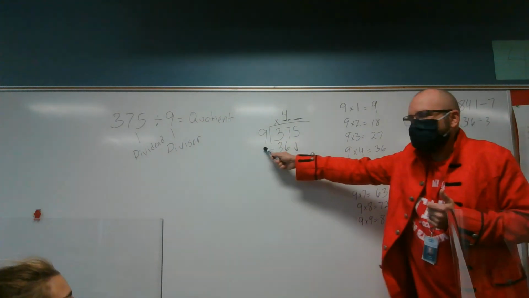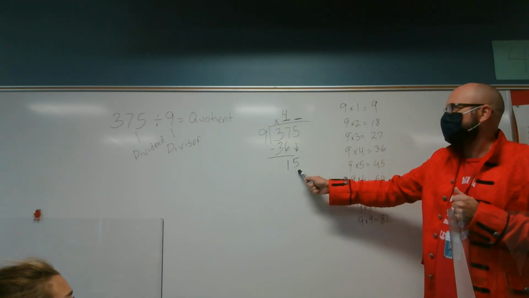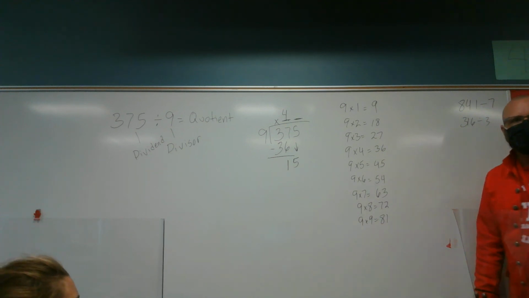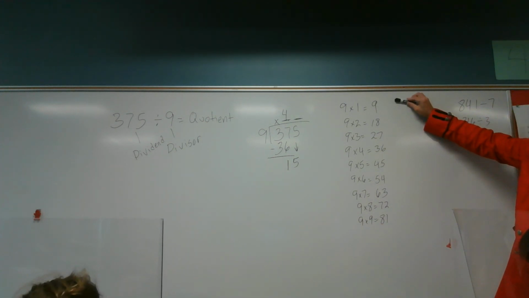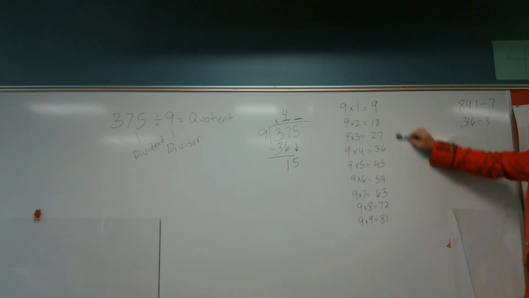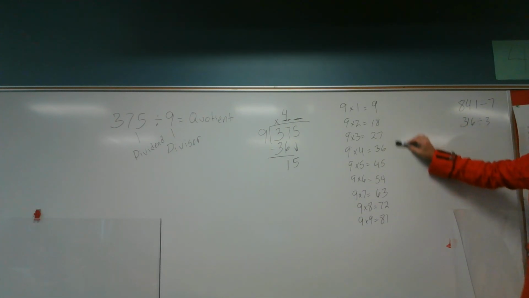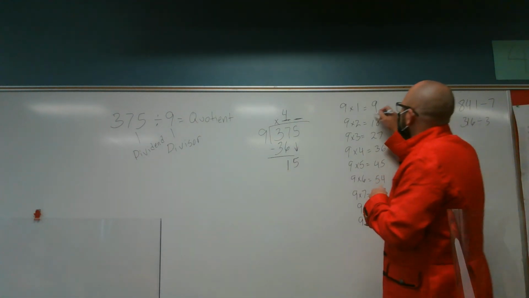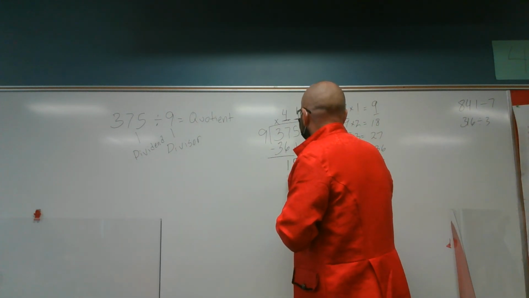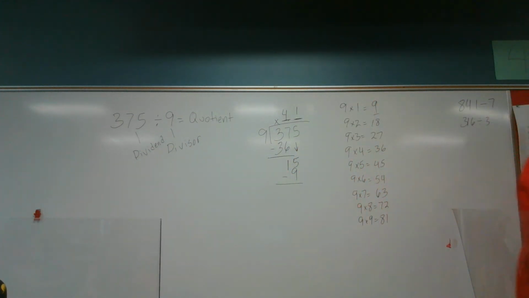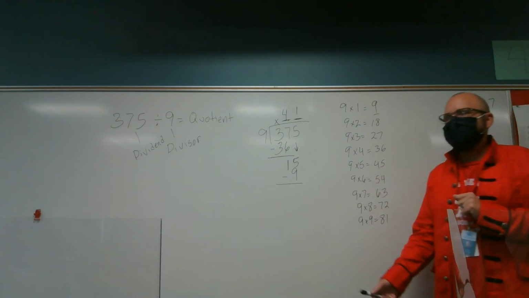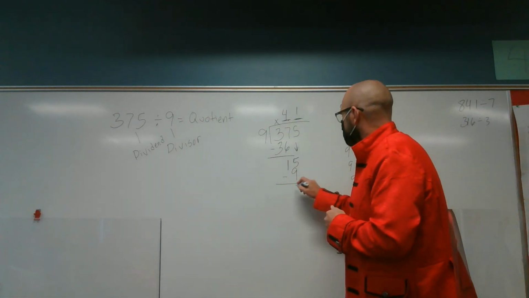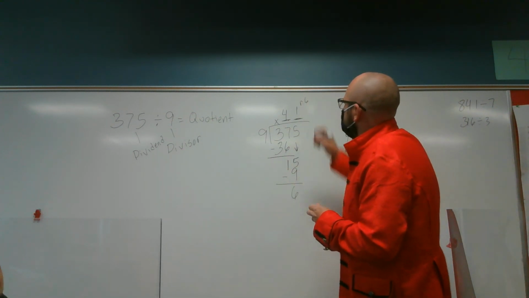Now, again, I go back, and I need to take 9 into 15. That's why it's important this number goes over the 5. I go back to my multiples, and I want to get as close to 15 as I can get without going over. So what's as close to 15 as I can get without going over? 9 times 1. 9 is as close as I can get. And then I do simple subtraction. I have 15, subtract 9, and it is what? 6. So I have 41, remainder 6.